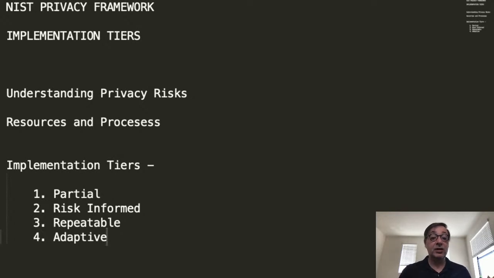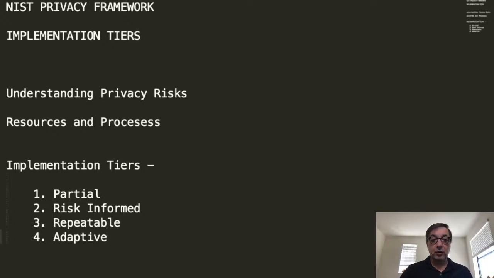So organizations at tier 1 will likely benefit from moving to tier 2, but not all organizations need to achieve tiers 3 or 4. It really depends on whether an organization's processes or resources at its current tier are sufficient to help it manage its privacy risks. Okay? So the successful implementation of the NIST Privacy Framework is really based upon achieving the outcomes described in your target profiles, and really does not depend upon your determination about the tiers. Okay.